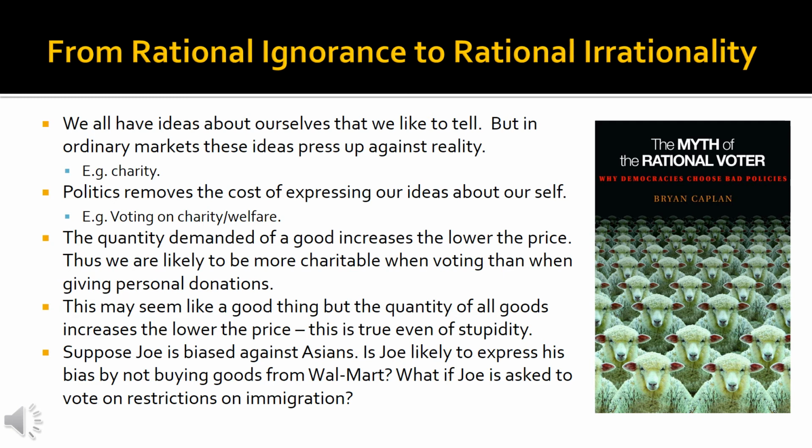But when it comes to politics, we may be more than willing to vote for more spending on SNAP and other types of welfare programs that help people get food. That's because the cost of doing that is very low to ourselves. It should make sense. The quantity demanded of a good is going to increase the lower the price. Remember, very simple idea of the downward sloping demand curve. So we're more likely to be charitable when we're voting than when we're giving personal donations, because the cost of those charitable donations that we're voting for are much lower than when we actually pay them out of pocket.